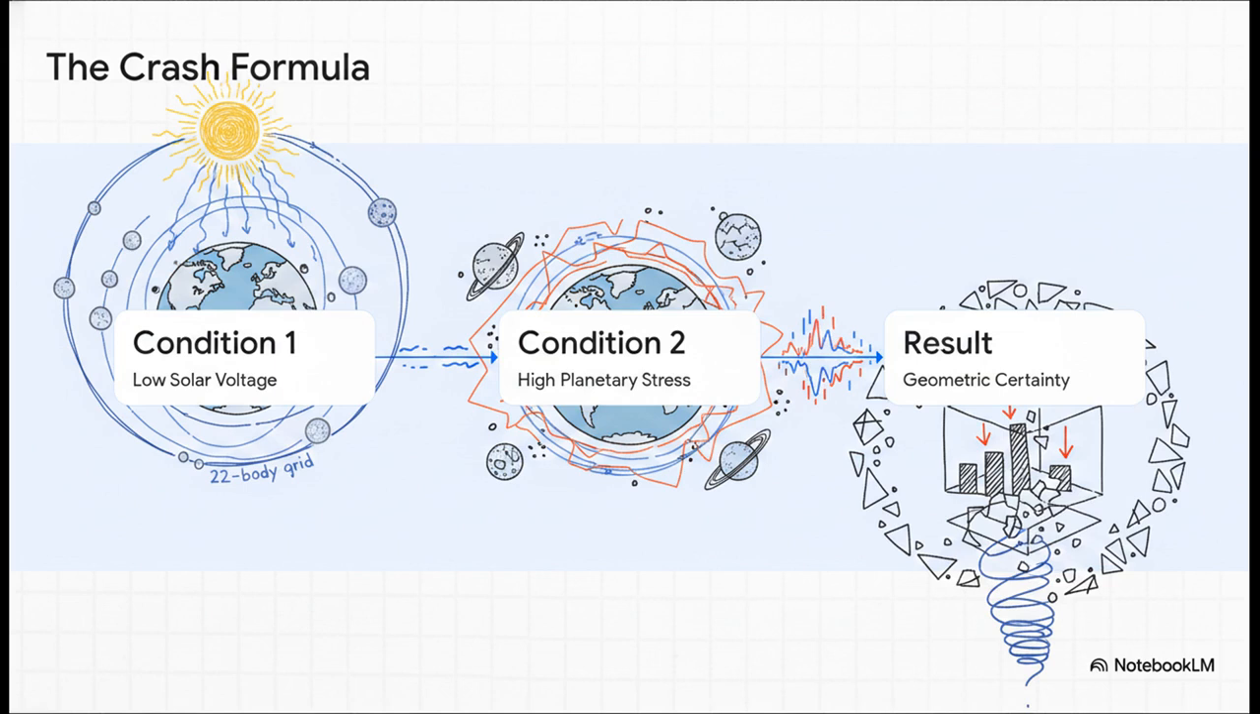In this view, a crash doesn't happen because of panic over breaking news. It happens because the mathematical framework dictating human mood density demands a collapse. The structural integrity of the market simply buckles under the synchronized cosmic and electrical stress.